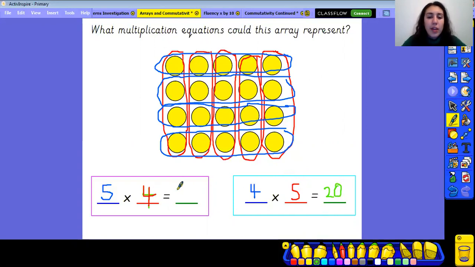And here I know that my product is also 20 because the number of yellow counters that I have didn't change when I grouped them. So here you can see that my product is the same, but my 5 and my 4 have switched places between the 2 equations. And that's because I've shown 2 different ways of grouping them. I could group them going down, or I could group them going across. And that shows us that multiplication is commutative.